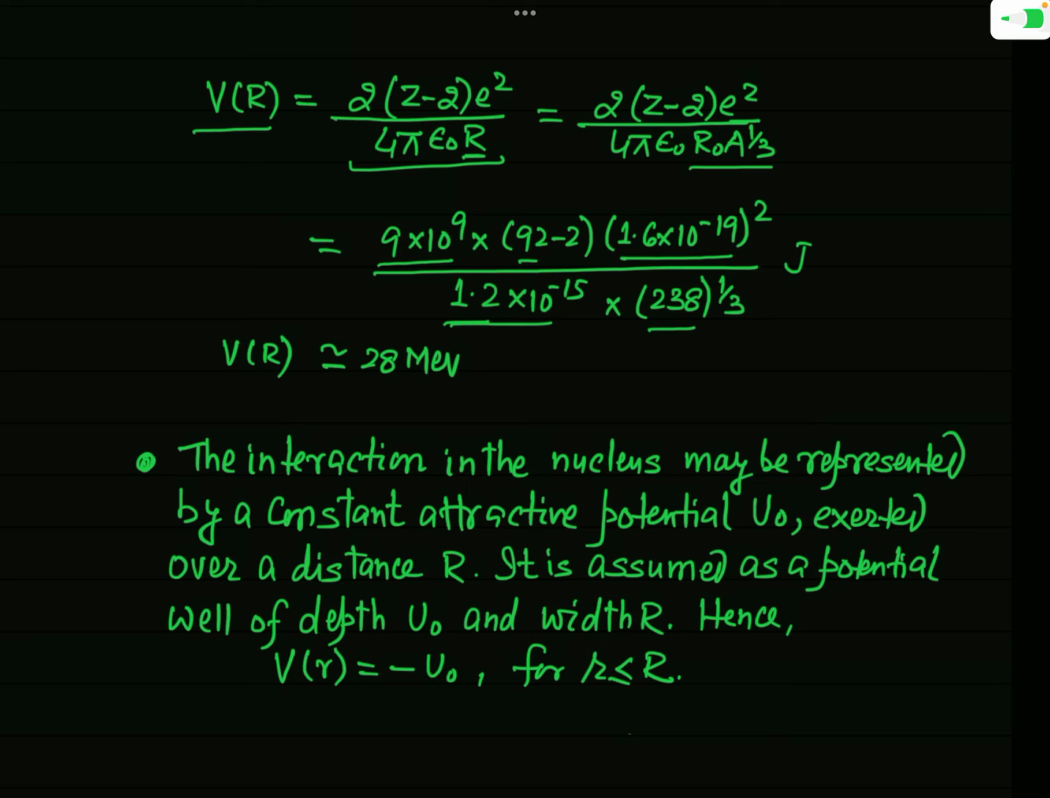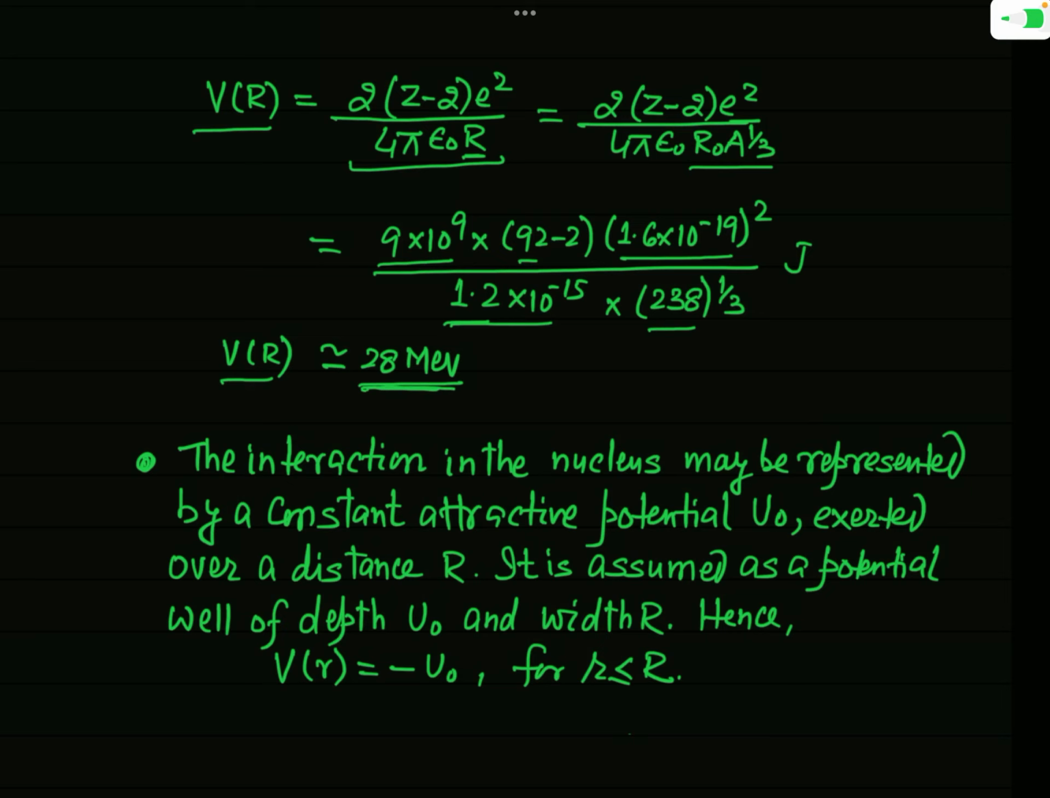When you simplify this result, you will get that V of R is equal to 28 mega electron volt. It means the potential barrier just outside of the nucleus is of height 28 mega electron volt. Now, this is the potential barrier which is just outside of the nucleus.